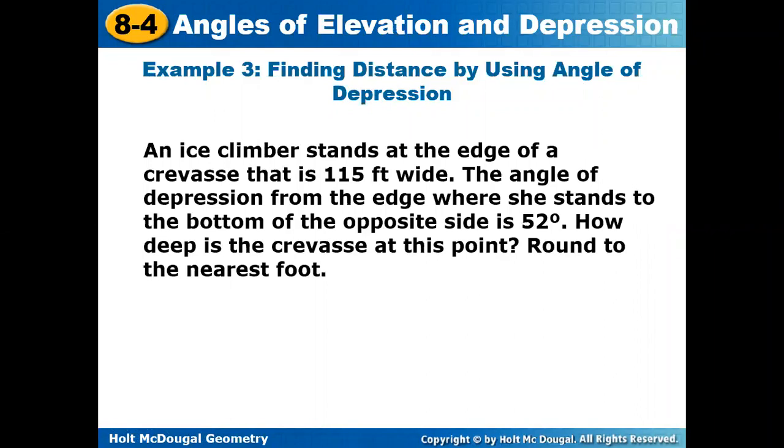Good morning, everybody. Today we will continue lesson 8.4, angles of elevation and depression. We have now example 3. An ice climber stands at the edge of a crevasse that is 115 feet wide. The angle of depression from the edge where she stands to the bottom of the opposite side is 52 degrees. How deep is the crevasse at this point, rounded to the nearest foot?